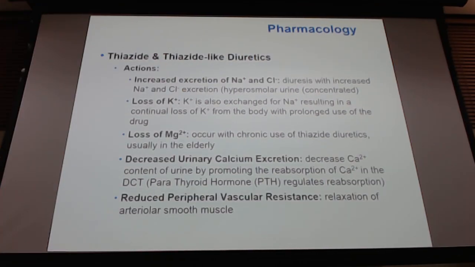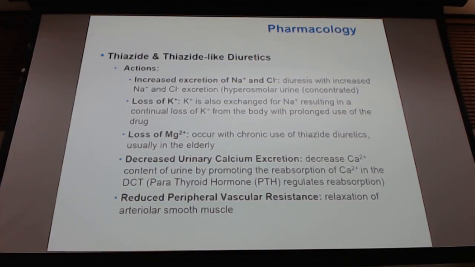So the increased excretion of sodium and chloride has the loss of potassium, because this is where potassium is exchanged for the sodium, and so we'll have the continual loss of sodium from the body. And then we'll have loss of magnesium, which occurs with the chronic use of thiazide diuretics, usually in the elderly. You'll have decreased urinary calcium excretion, so decreased calcium content in the urine, promoting the reabsorption of calcium in the distal convoluted tubule. And then we will have the reduced peripheral vascular resistance, so relaxation of arterial smooth muscle.